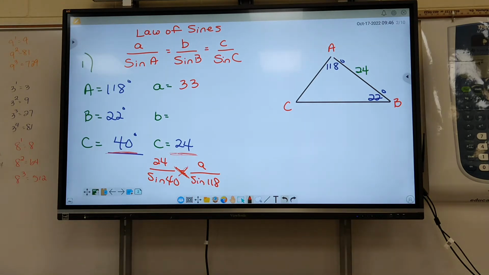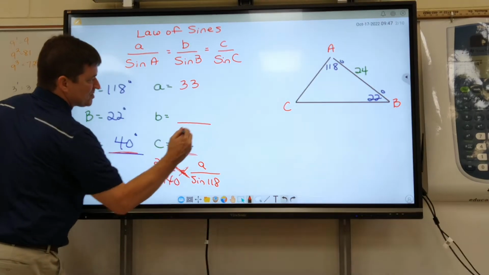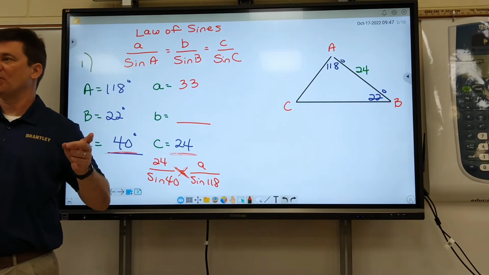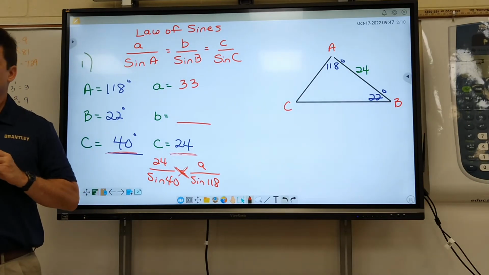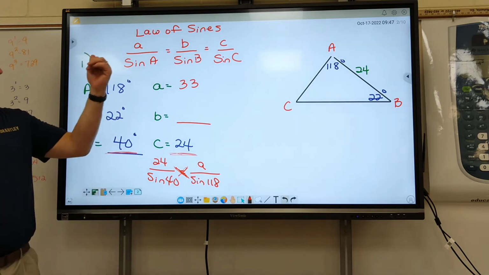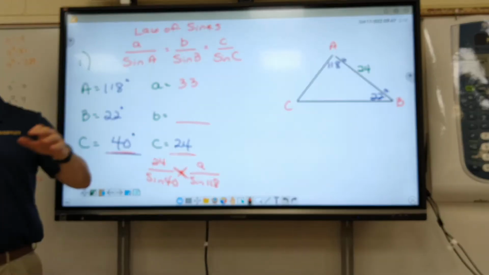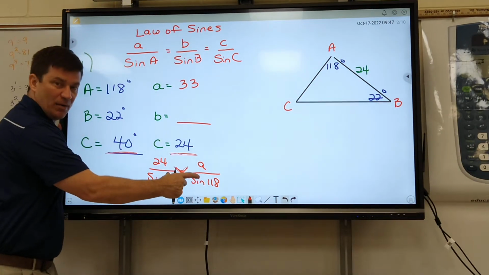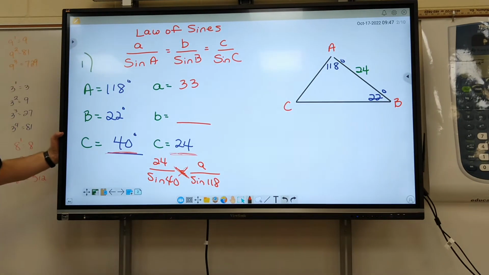All right, now, Willie, here's a question we got to answer. How have we been finding the missing side the last week? We've been doing a squared plus b squared equals c squared, right? Can I use that formula? No. Why not? It's not a right triangle. It's not a right triangle, guys. You can't do 24 squared minus, you can't do that anymore on these. All right? So we're going to have to do this step one more time.